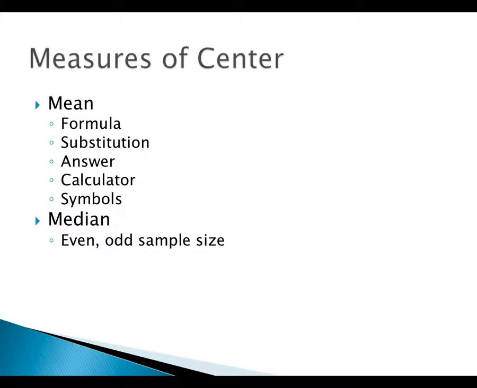Median. If I have an even sample size, like a sample size 20, which observation is the median? The middle one. The average of the 10 and 11. The average of 10 and 11. And I want to see that x sub 10 plus x sub 11 over 2. If it's odd, like a sample size 21, which observation is the median? 11.